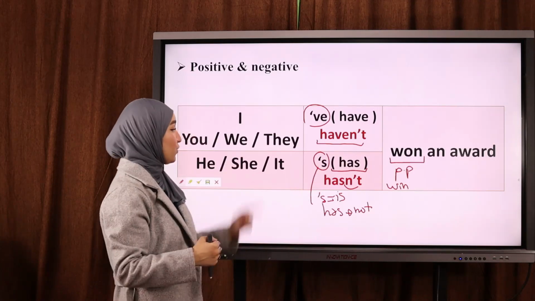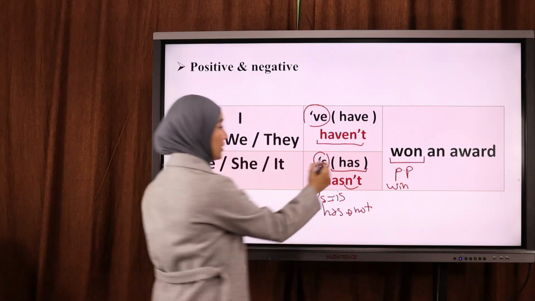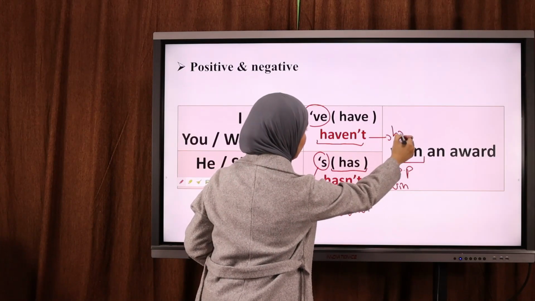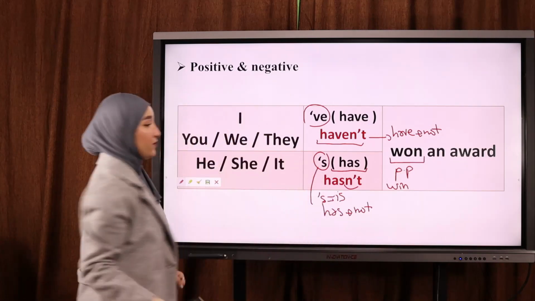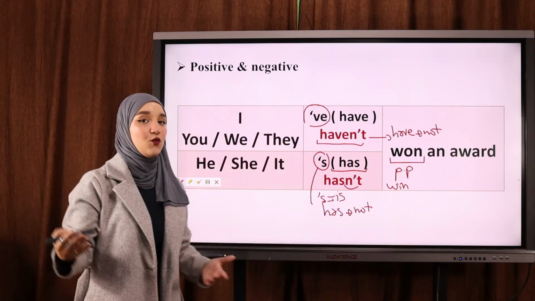He hasn't won an award. We haven't, which is a contraction for have plus not. So we haven't won an award.